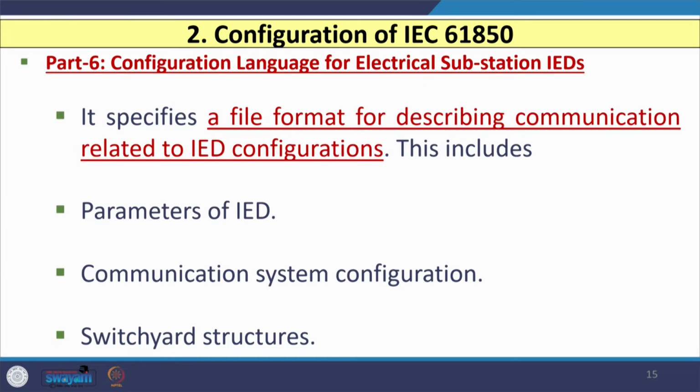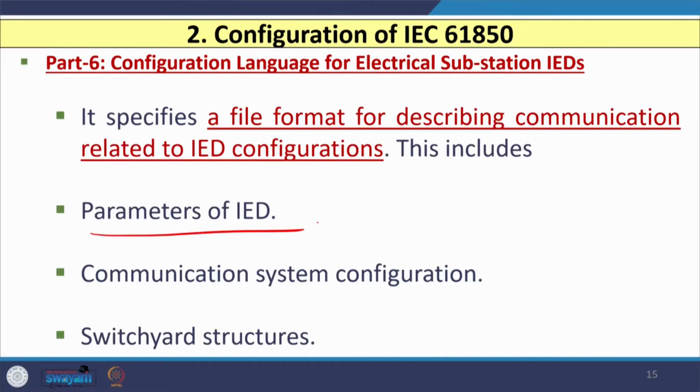What type of file format is suggested or supported by IEDs is mentioned in this part 6, and this includes parameters of IEDs, communication system configuration, and the switchyard structures. All those things are covered in part 6 of the configuration of IEC 61850.